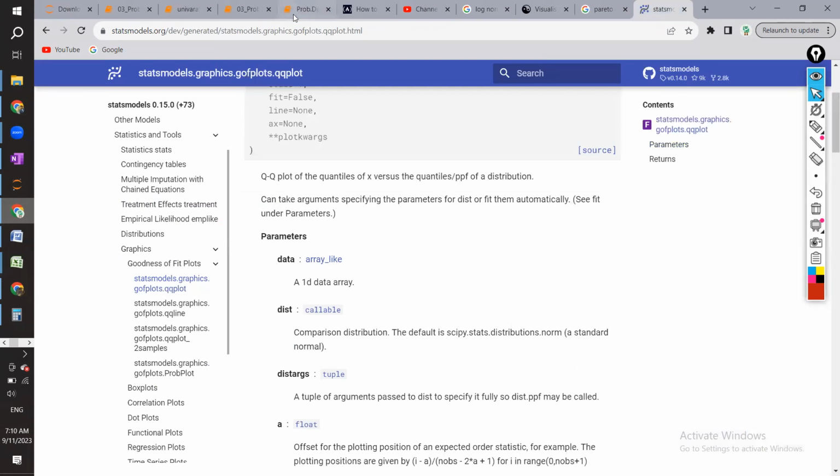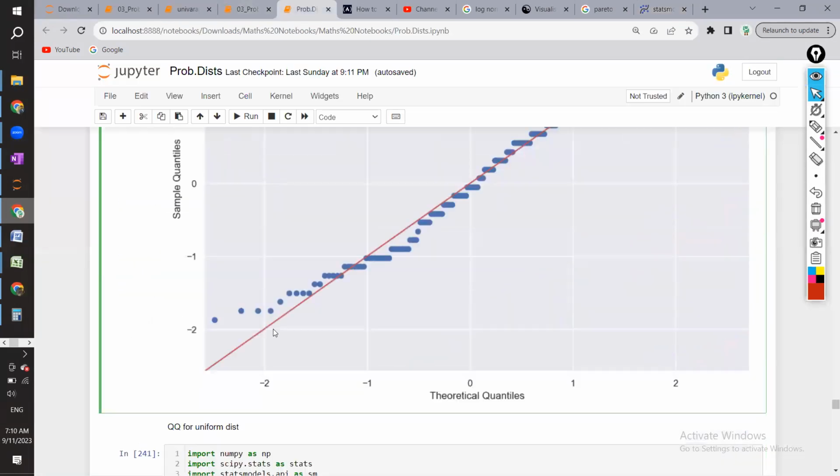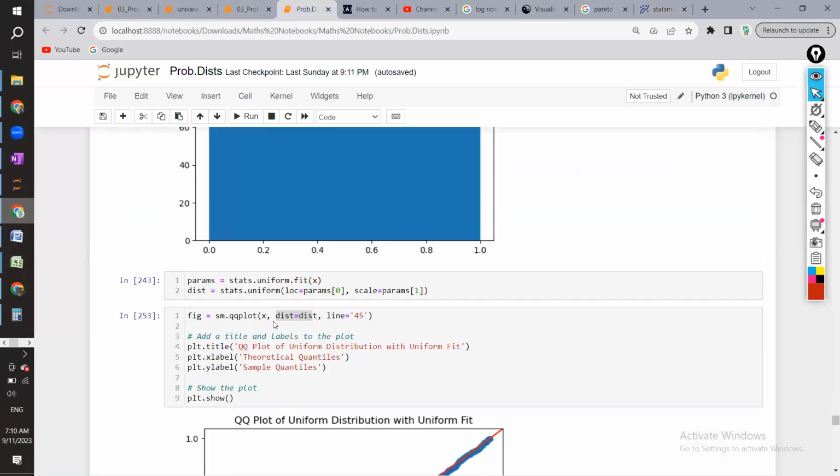But if you don't want to take the default value, and you want to specifically test for the uniform distribution, that's why in case of other distributions, you need to pass some parameter to this dist. Here I am passing dist as my uniform distribution, which you have fitted. This is the actual uniform distribution, and x is your randomly generated uniform distribution above, and you want to compare these two. So now you are comparing this actual statistical uniform distribution with your randomly generated uniform distribution, and the line is 45.